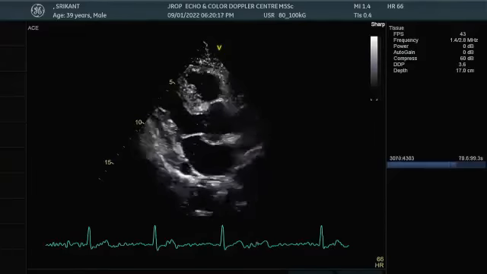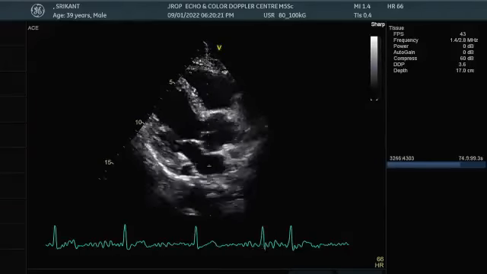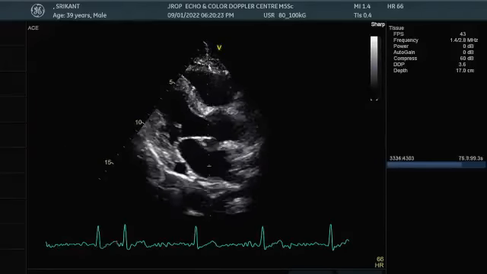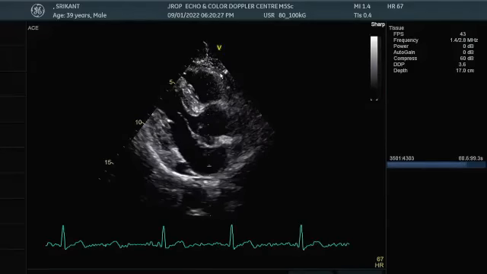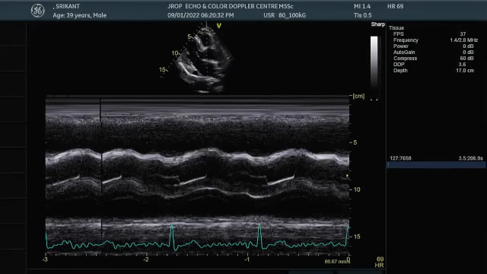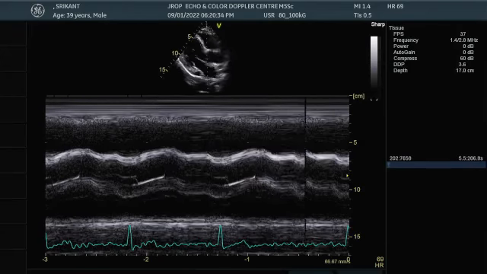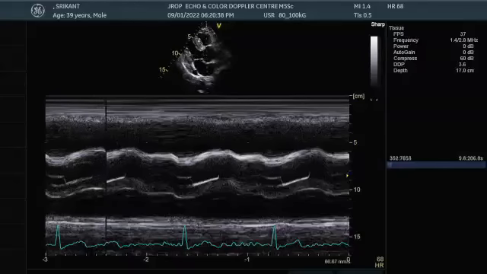Now next comes M mode. If I draw my M mode, the line should be in the center. Look, the line is almost in the center of this sector. When I cut this sector and do an M mode, I'm able to see my rectangular box shaped pattern of aortic valve opening.